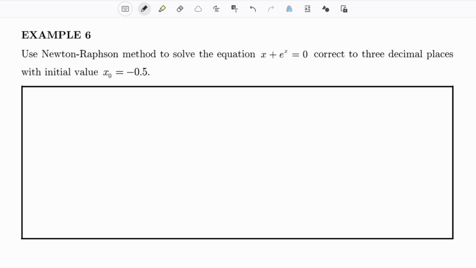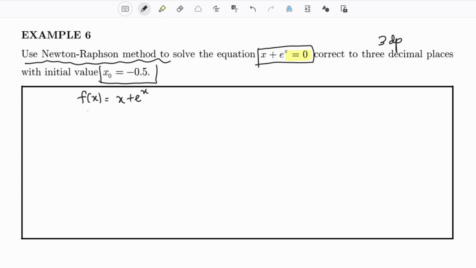Example 6. Use Newton-Raphson method to solve the equation x plus e^x equal to 0, correct to 3 decimal places. Initial value x0 equal to negative 0.5. If you look at the equation, the right side is equal to 0 already. So write down your f(x). f(x) equal to x plus e^x. f'(x) will be 1 plus e^x.